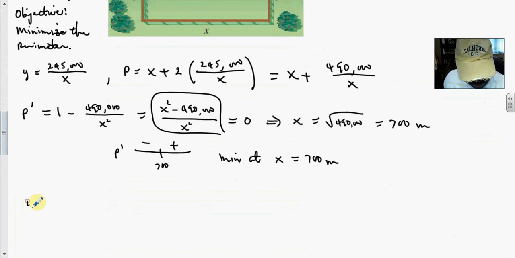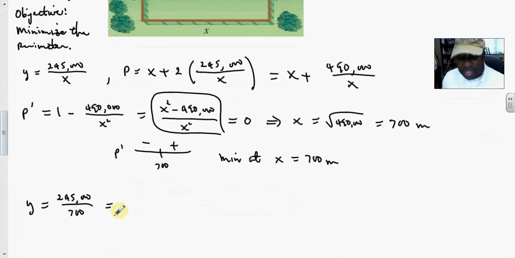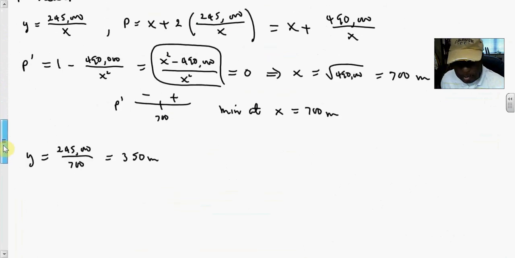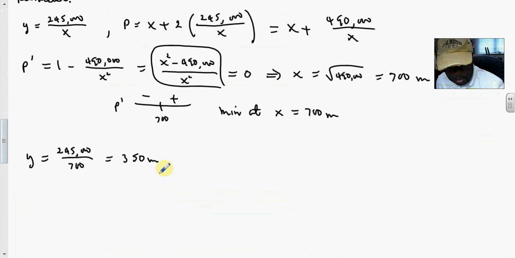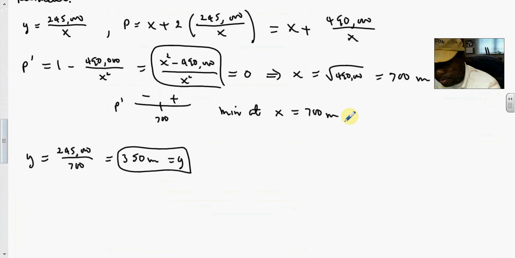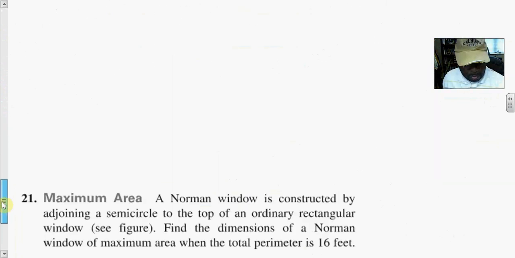Now y is that 245,000 divided by x, divided by 700. That gives us 350 meters. Right? So this is our minimum. Y is 350 meters, and x is 700 meters.